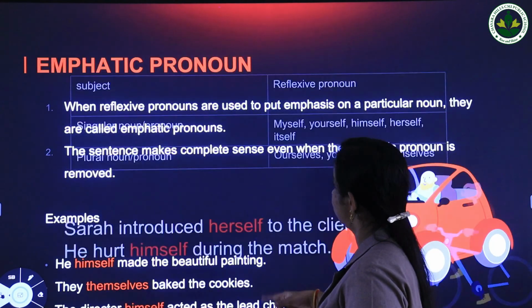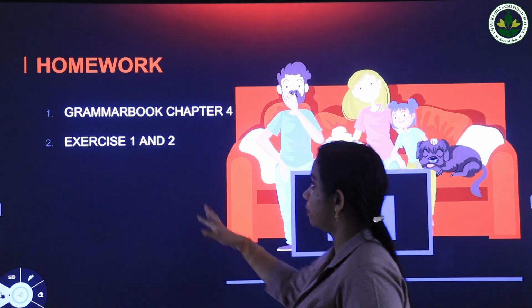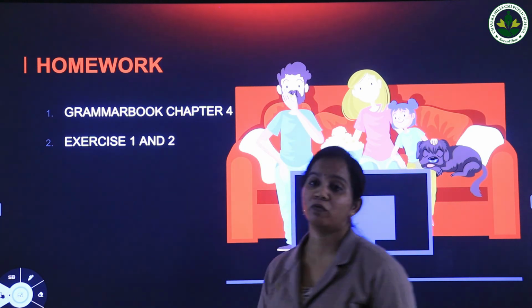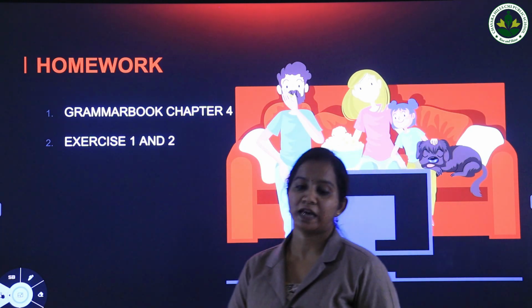Now we will see today's homework. So grammar book chapter number 4, exercise number 1 and 2, you have to do it as homework.